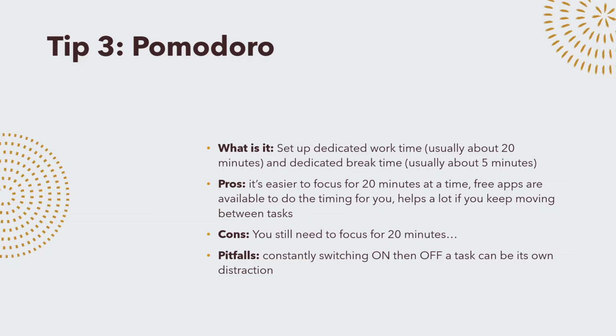You set up dedicated work and break alternating periods. Usually it's between 20 and 25 minutes of work and then about 5 minutes of break, and some methods also suggest that you put in another 20-minute long break after every 3 work periods. Whatever works for you. One of the biggest pros of Pomodoro for people who use it and swear by it is that it is really easy to tell yourself you just need to focus for 20 minutes.